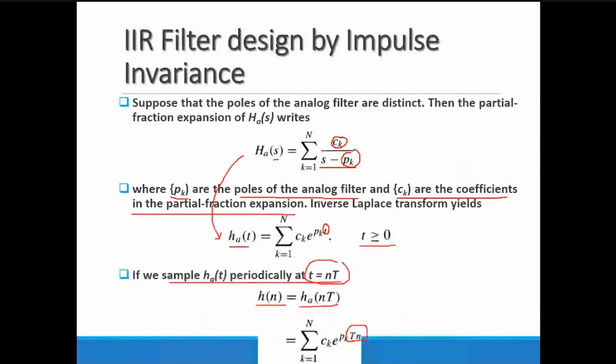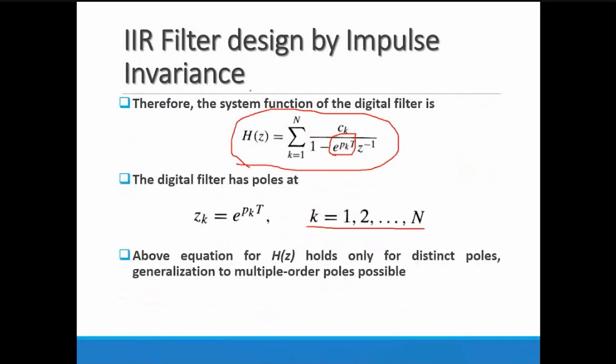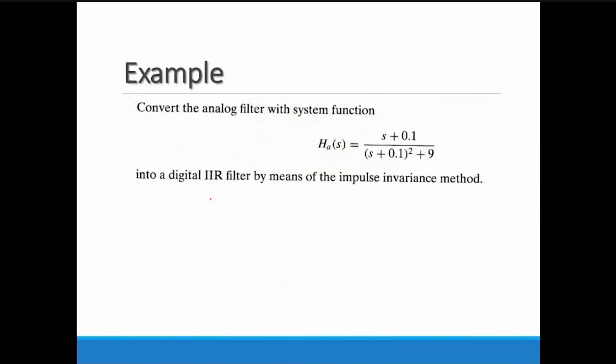So these are the equations using which we get the final equation, that is H of z is equal to summation k is equal to 1 to N, c k divided by 1 minus e raised to p k T into z raised to minus 1. Okay, so using this equation we are able to get the system function of the digital filter for the given analog filter. Now one equation is given to you. We try to solve one example based on this.